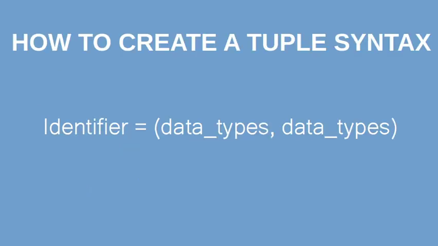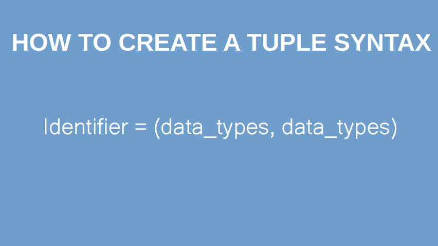How to create a tuple in Python. To create a tuple, we simply give it an identifier, the assignment operator, and then circle braces, and then we input the data that we want. You can put in any data type within tuples. We can put in lists, integers, and so on. So let's move on to the coding section so that we can implement what we have discussed.